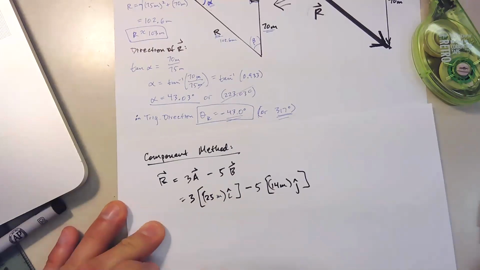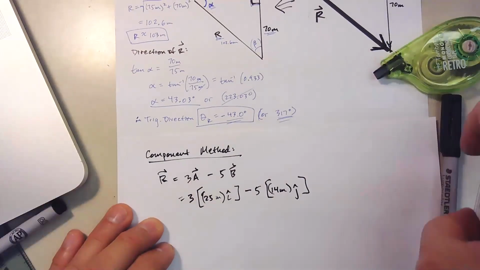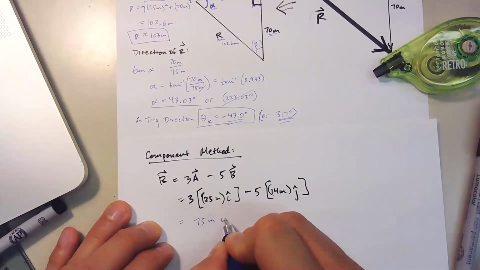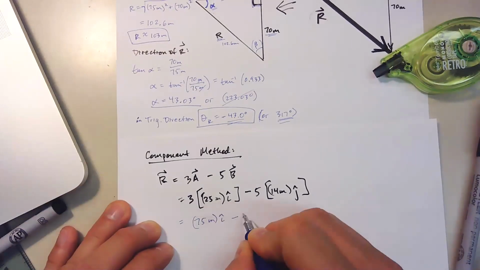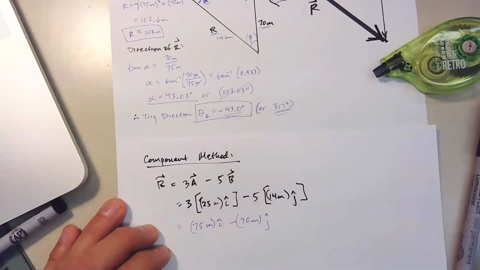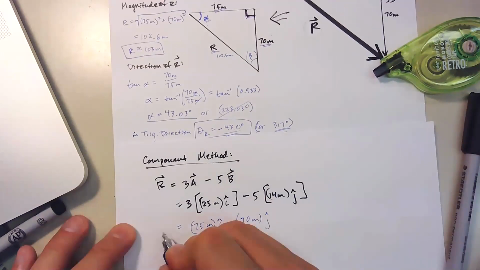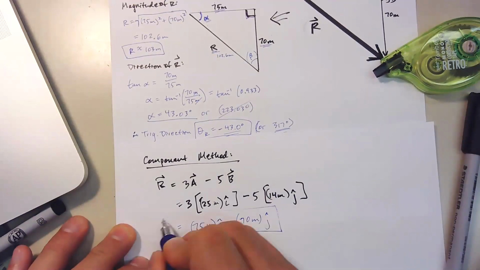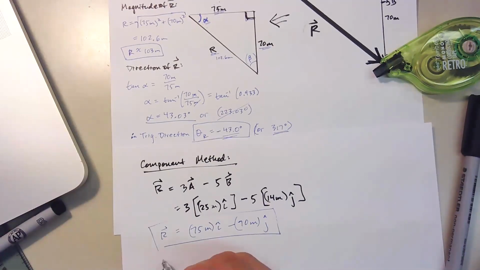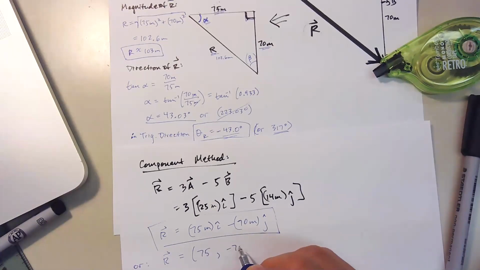This is equal to 75 meters times i hat minus 70 meters times j hat. Actually, that's it. That is the answer in component notation right there. There is no further simplification to be done. If I wanted, I could write it in ordered pair notation, and it would look like this. Positive 75 for the x component, comma, negative 70 for the y component.